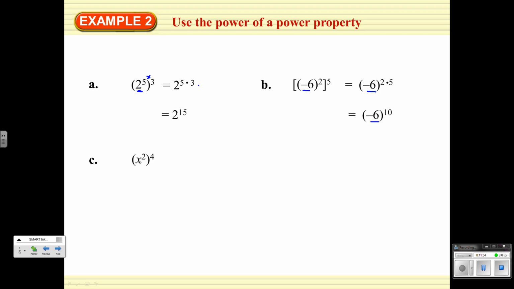Next example, what's my base this time? My base is x. So my base isn't going to change. I'm just going to multiply my exponents. So I get x to the 8th.